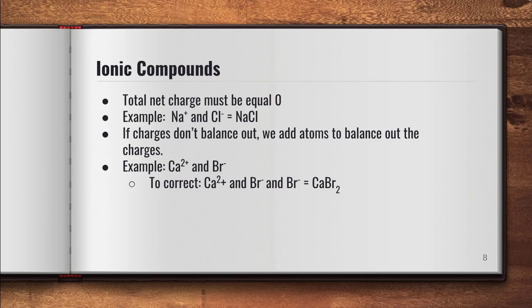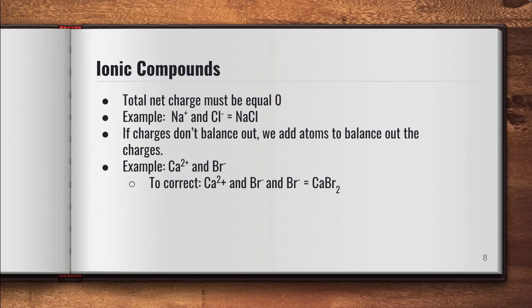Now if the charges do not balance out, then we add atoms on either side in order to balance out the charges. So for example, calcium is a +2 and bromine is a -1. Well, +2 and -1 do not cancel out to equal 0. So in order to correct that, the chemical formula is going to have two bromines.